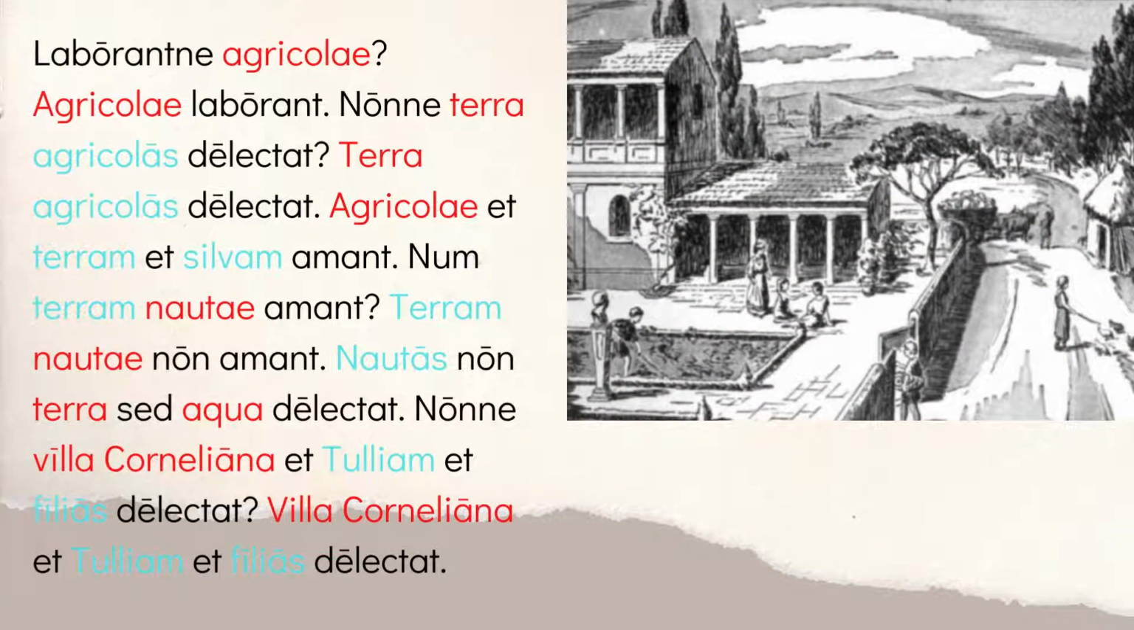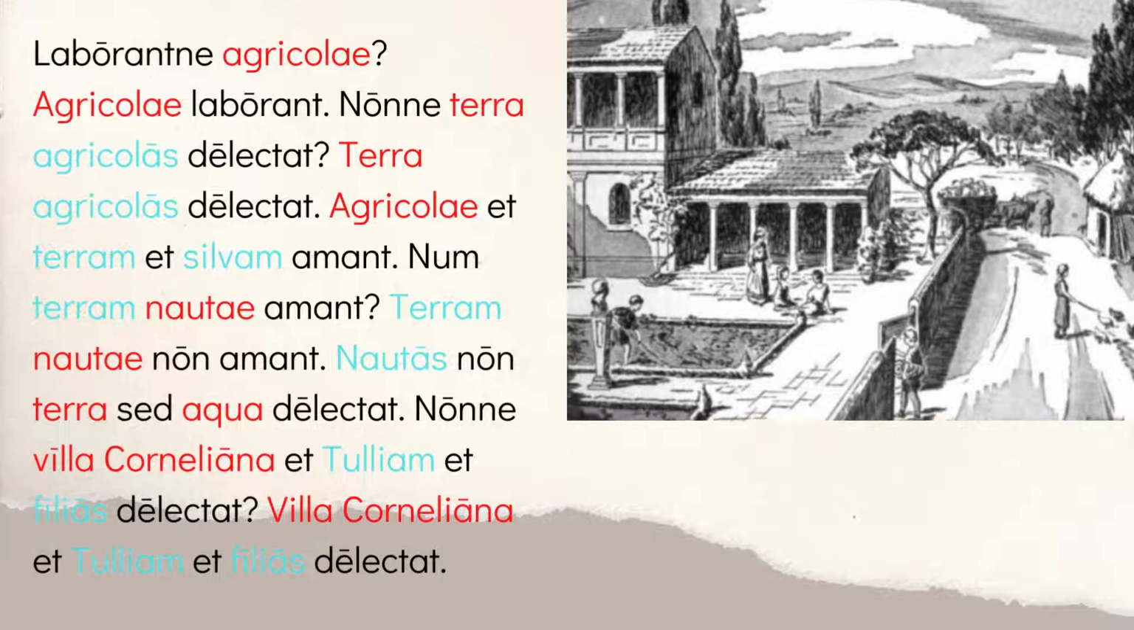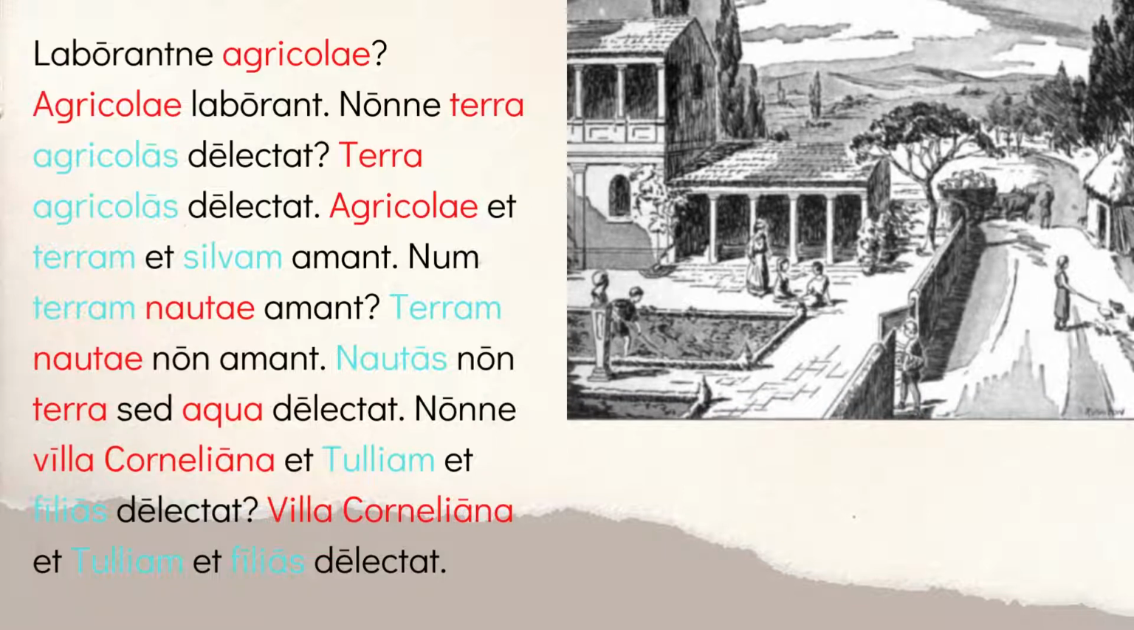Now we carry on to the last part, right? The last section in this story. You have laborantne agricolae? Again, -ne, you're saying, are they, right? You're asking a yes or no question. Are the agricolae, the farmers, working? Now, real quick, agricola is a really interesting word. It's one of the few words that's a first declension noun, meaning it ends in an A, but it's actually not a feminine word. And we'll dive more into declensions and gender as we go. But there's an interesting thing happening here.